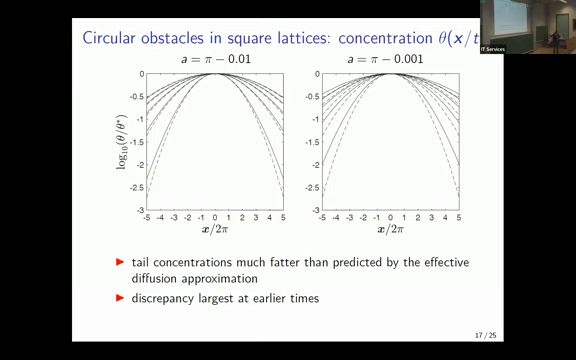At late times, basically T is so large that the tails you cannot see. So it's more the early times where a difference between the effective diffusion and large deviation approximations is more pronounced. And of course, as the obstacles become bigger, this disagreement is more pronounced.